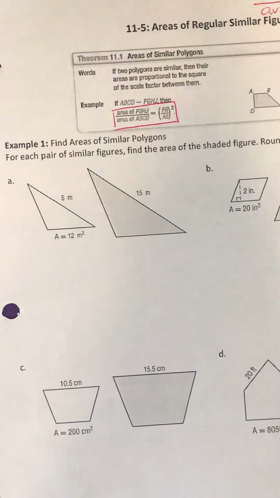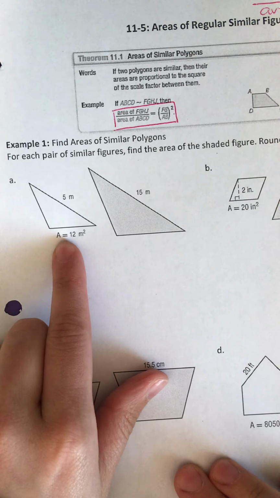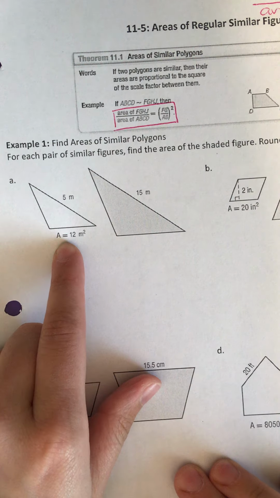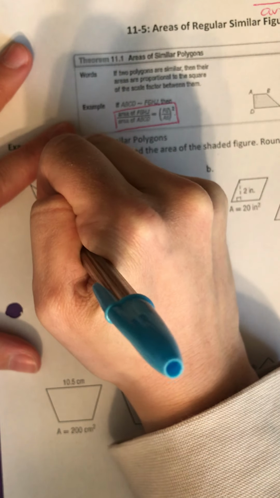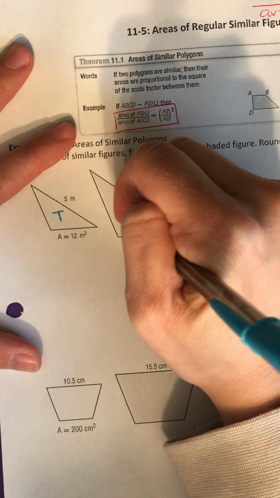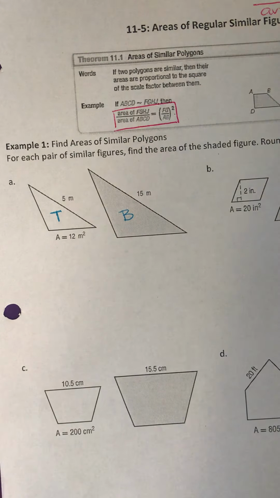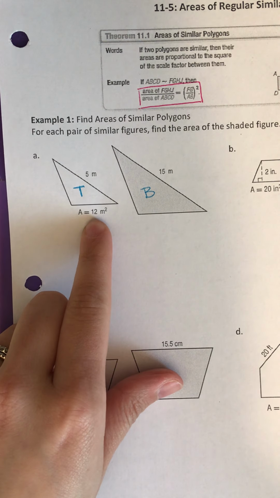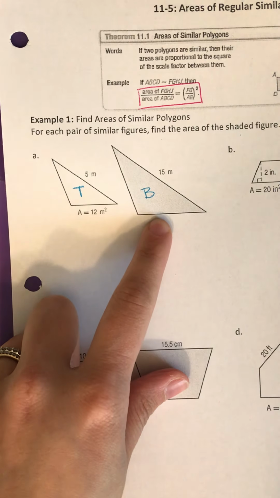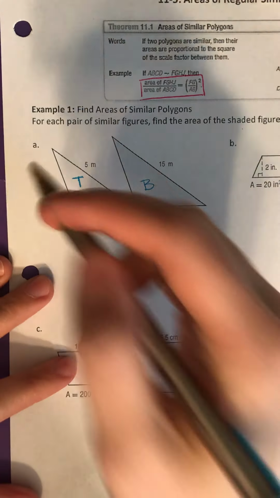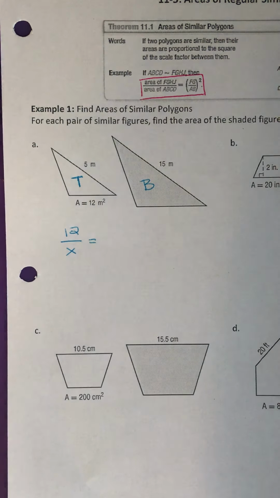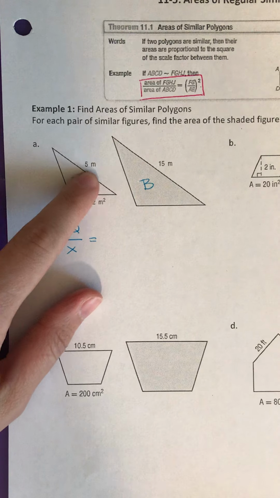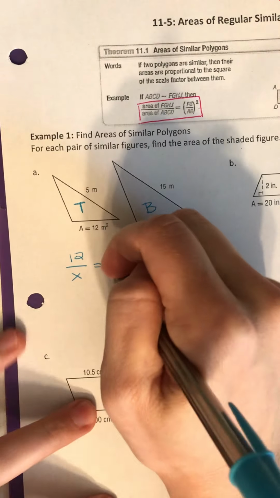So let's look at the first one. It does not matter which one I make top and bottom, but whatever area I use on the top, I want to make sure that proportional side is also on the top. So I'm going to call this one top, and this one bottom. Okay? So area of the top over area of the bottom. I have the area of the top, which is 12. The area of the bottom, I'm just going to call A or X, doesn't matter what you want to call it. So I have 12 over X equals this side over this side squared.